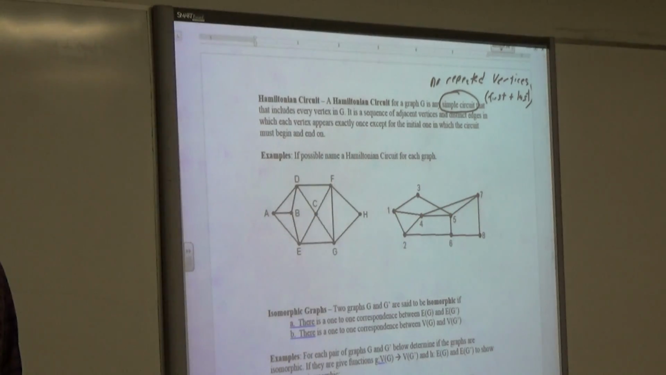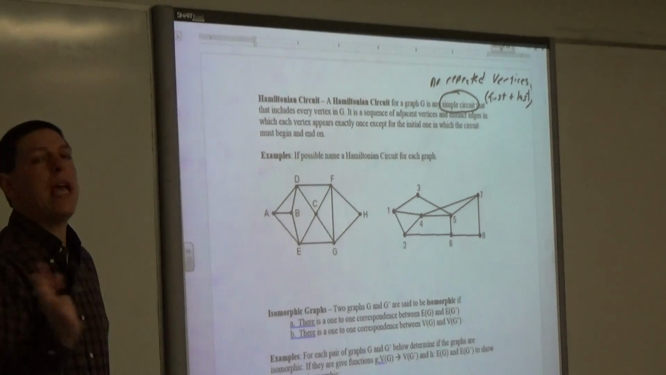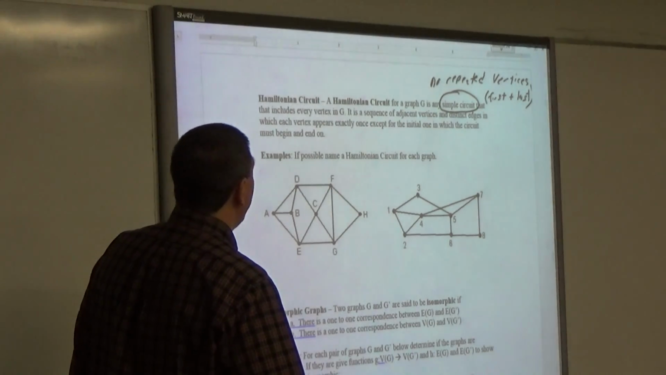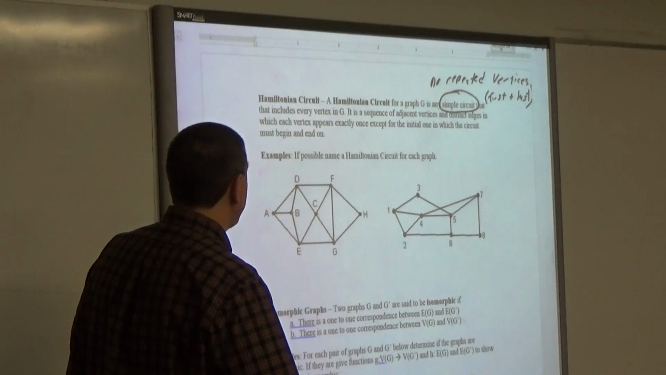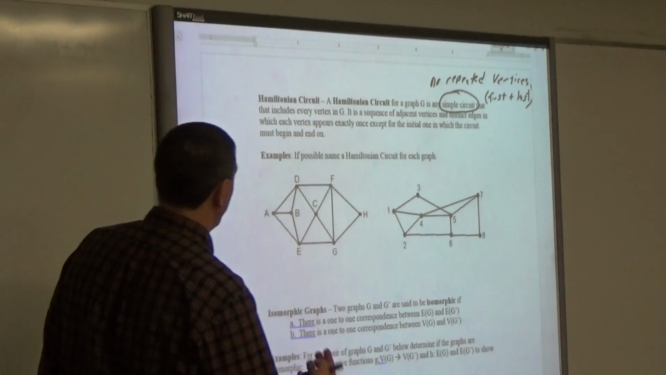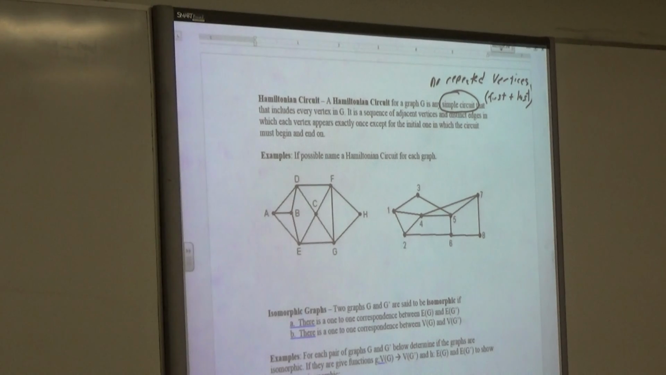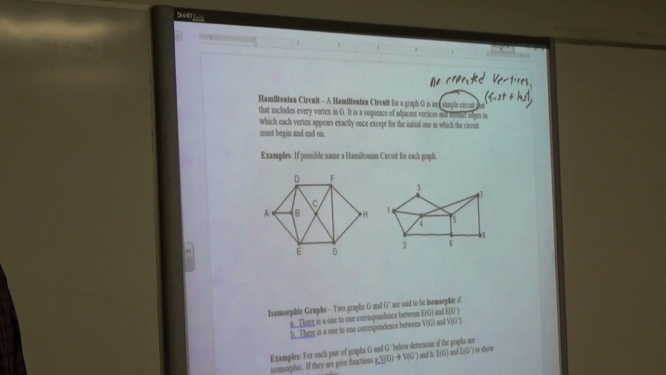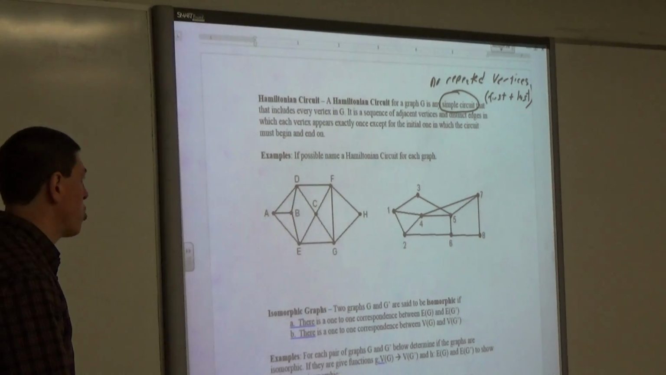It also must include every vertex, so we can't skip vertices when we're looking for a Hamiltonian circuit. It is a sequence of adjacent vertices with distinct edges, in which every vertex appears exactly once, except for the initial and the final. Now, I'm not going to ask you to show that a graph doesn't have a Hamiltonian circuit. It's actually very difficult to prove, because we have to know a little bit about bridges and map coloring, which we don't have time for in a general survey like this.